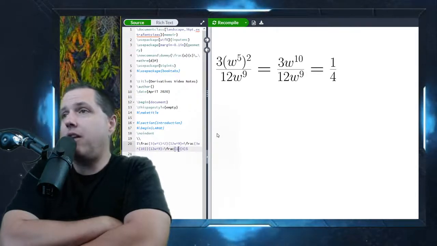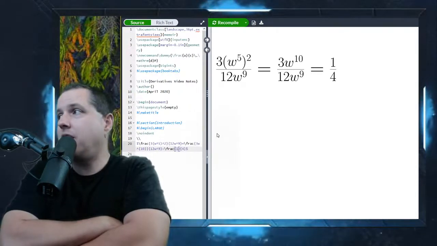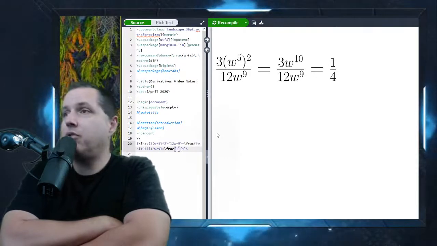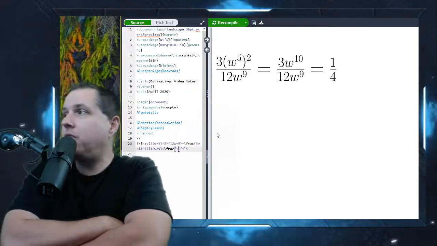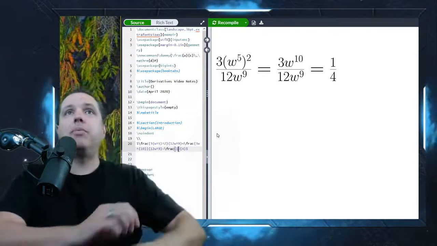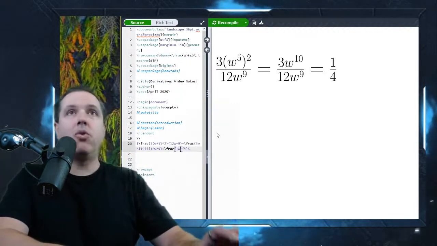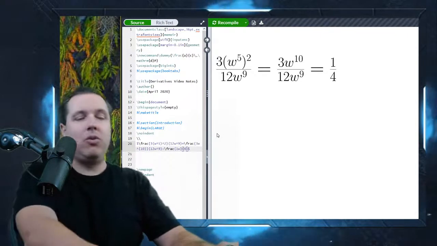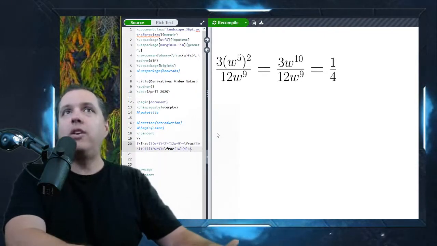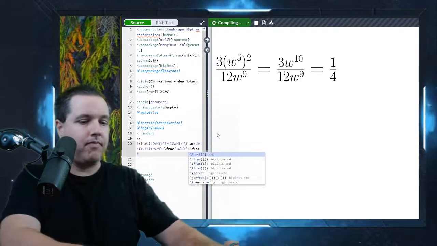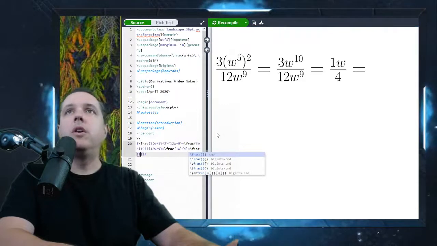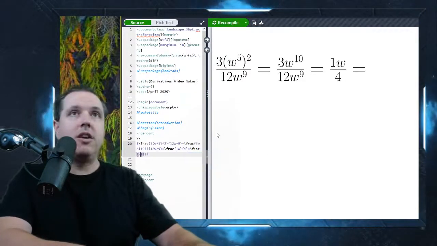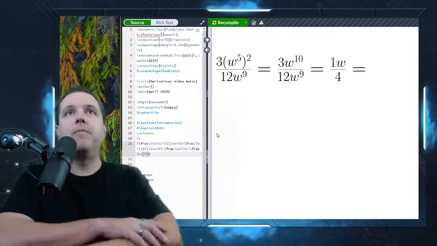Also, if you just think about it, if we have a string of 10 w's on top and a string of 9 w's on the bottom, and we start dividing those w's out, what are we going to be left with? 1 w on top. Okay, so that tells us this becomes 1 w. Now, we don't generally write things as 1 w, right? Normally, we're going to write this as w over 4.